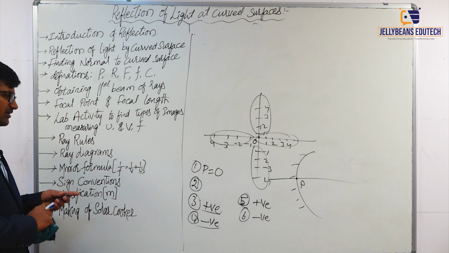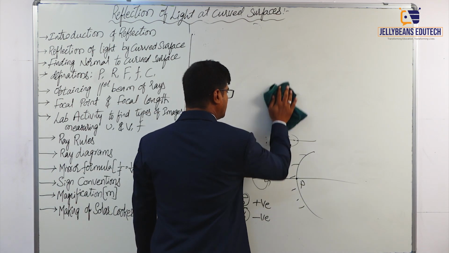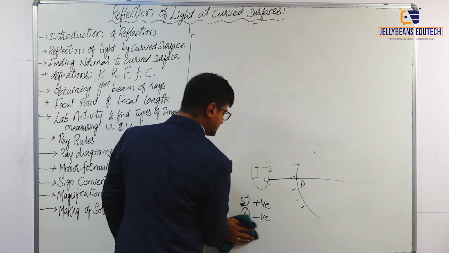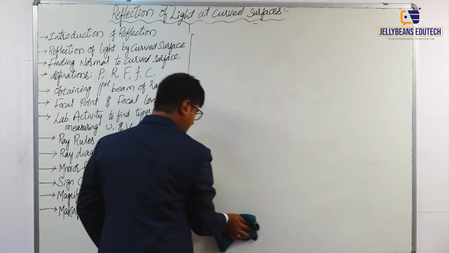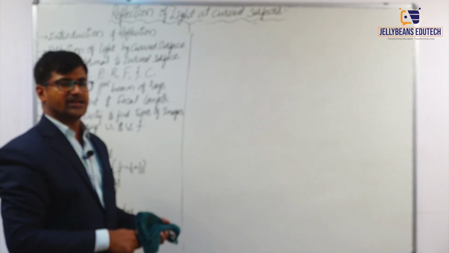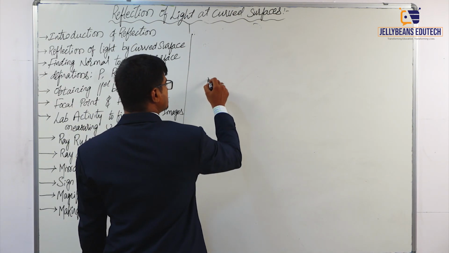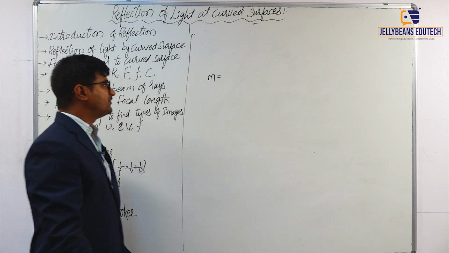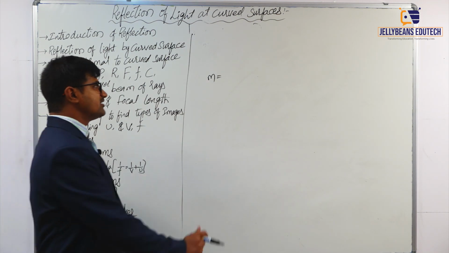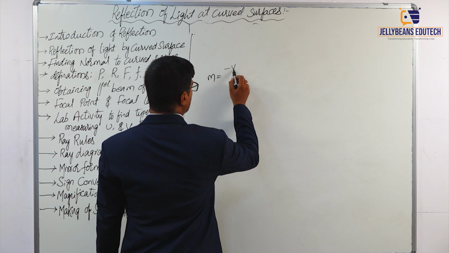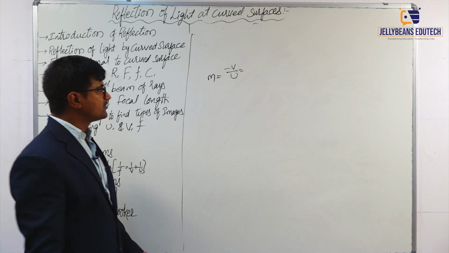Next, magnification. What do you mean by magnification? Magnification is the ratio between the size of an image and the size of an object, or the ratio between the distance of an image and the distance of an object, or the ratio between the height of an image and the height of an object. Here magnification is represented by the letter M. If magnification is considered in terms of distances, the formula is M = minus v by u, that is, the distance of the image by the distance of the object.